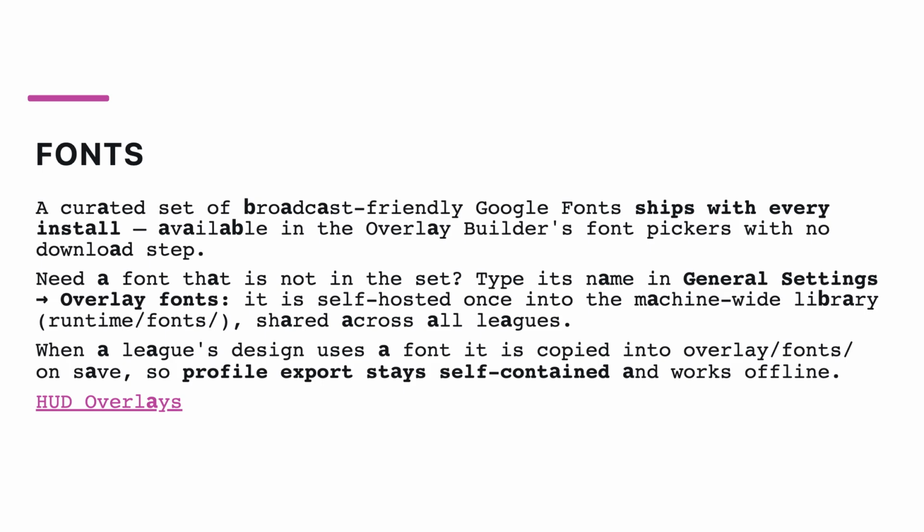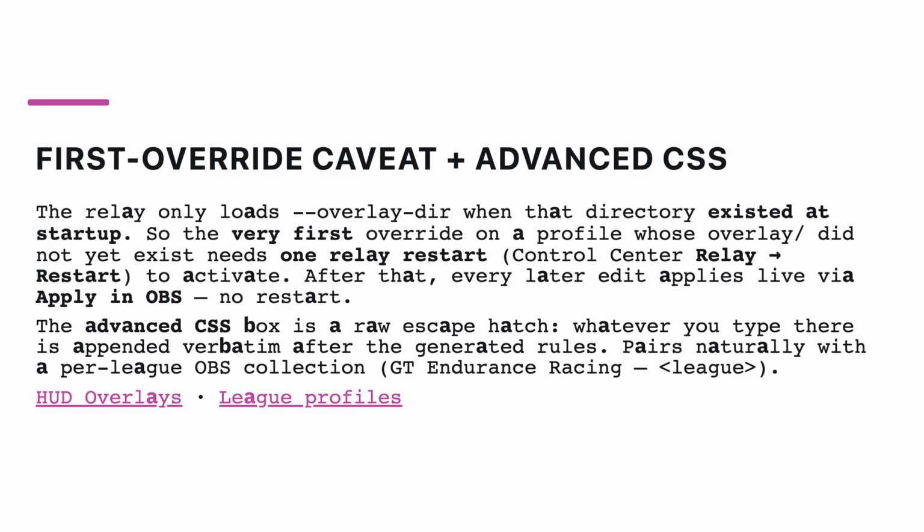A curated set of broadcast-friendly Google fonts ships with every install, so they appear in the Overlay Builder's font pickers with no download step. If you need a font that is not in the set, type its name in General Settings, under Overlay Fonts. It is self-hosted once into the machine-wide library and shared across all leagues, and when a league's design uses a font, it is copied into the profile's fonts folder on save, so a profile export stays self-contained and works offline.